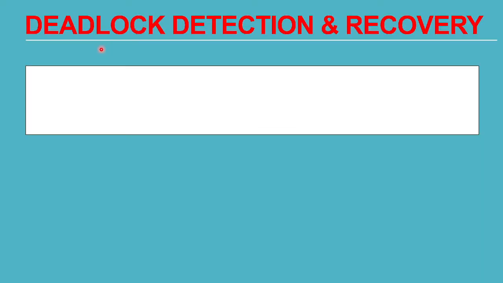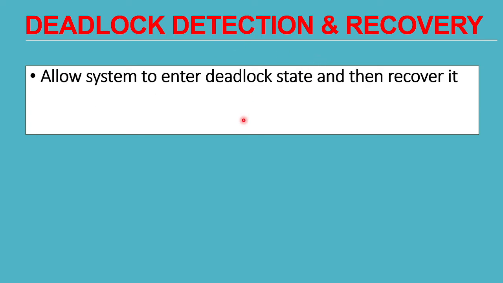So first we will see the introduction to the deadlock detection and recovery technique. What exactly happens in this? It allows the system to enter the deadlock state and then recover from it. Your system will come into a deadlock state and we will try to recover from it. That is what the deadlock detection and recovery technique is all about.